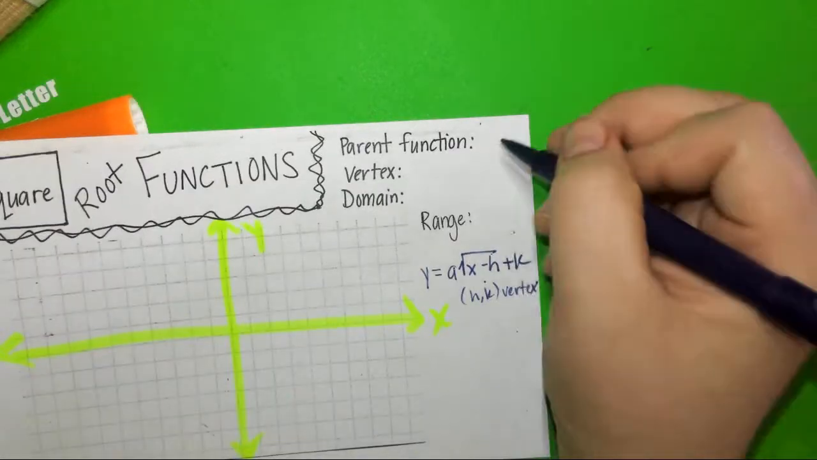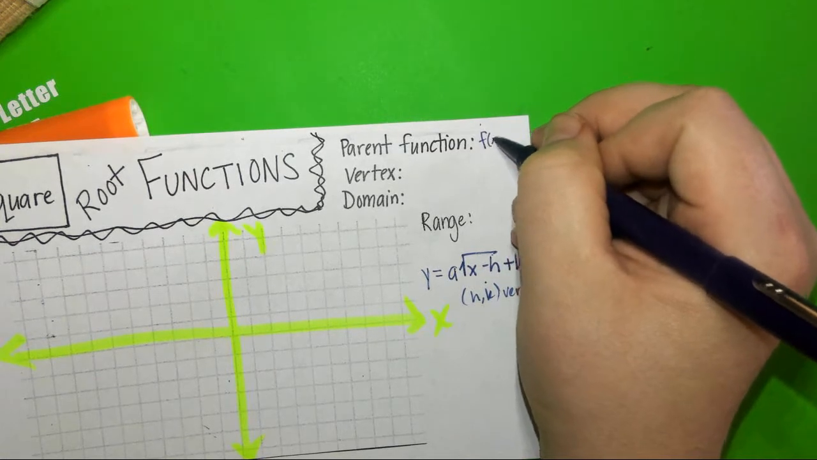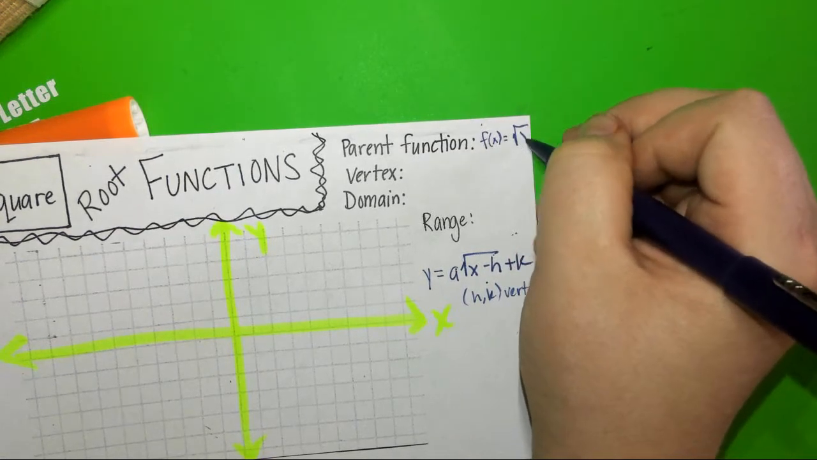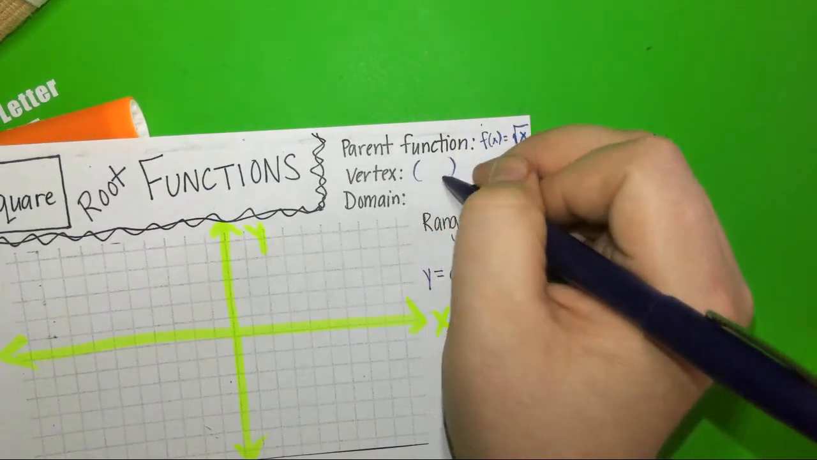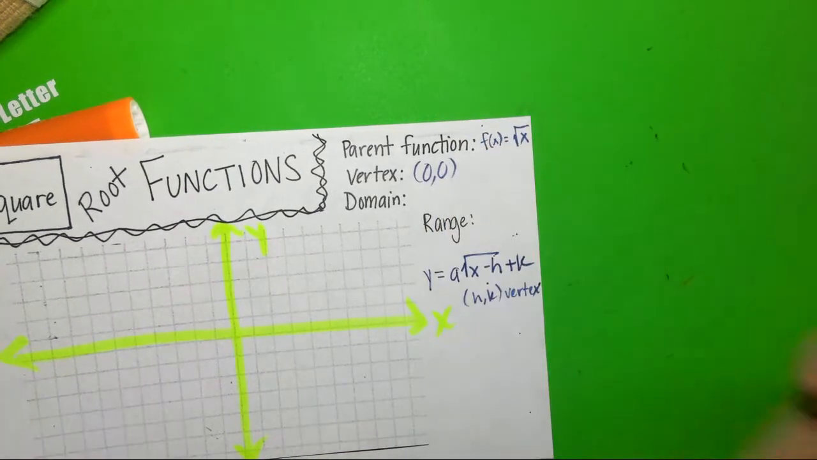Okay, as for the parent function, that's f of x equals just the square root of x. What would the vertex be for that parent function? Yes, which is called the origin. So our vertex is at the origin. That's mostly the case for any parent function of any kind of function.